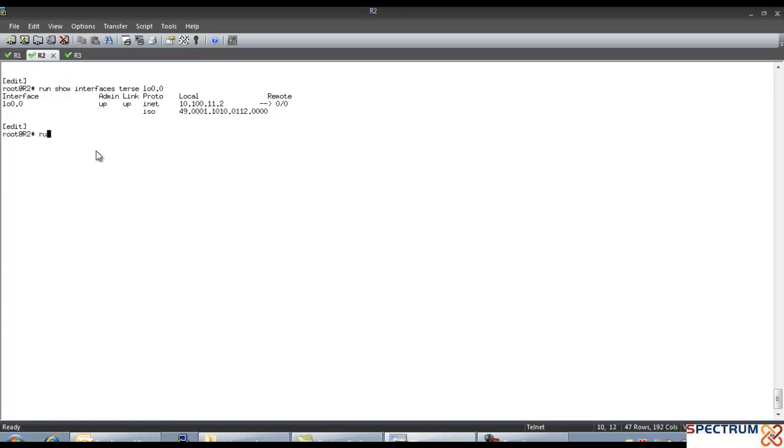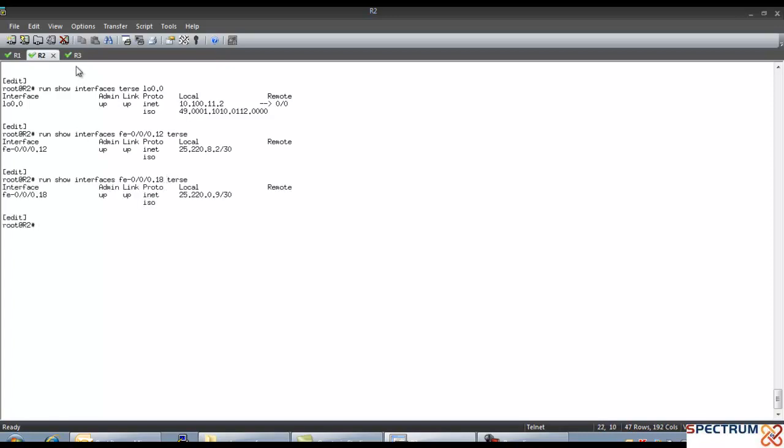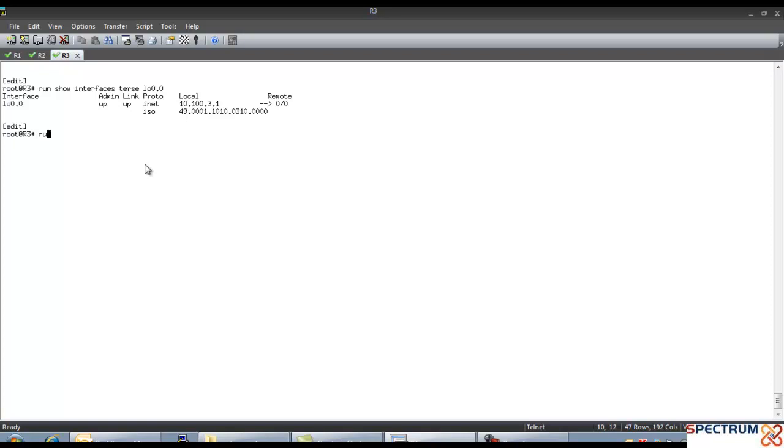Similarly, on R2, two interfaces are currently participating in ISIS, FE0/0.12 and FE0/0.18. So both are configured for family ISO. Similarly, on router 3, the FE0/0.18 interface is taking part in ISIS. So family ISO is enabled.